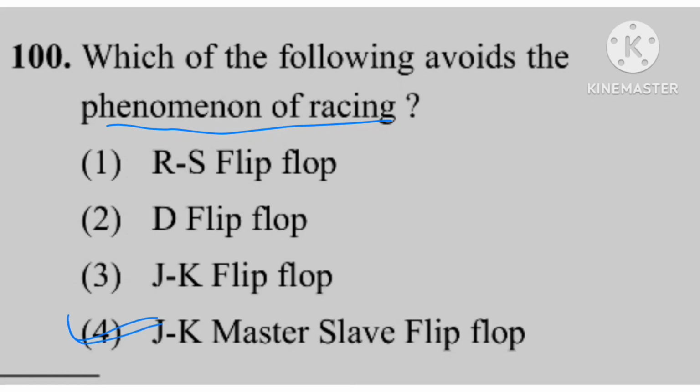JK master slave flip flop. Why does master slave JK avoid racing? It has two stages. The first stage, the master, reads the input. The second stage, the slave, changes the output. Because of this, the output can change only once per clock pulse. So there is no repeated toggling and no racing. So option 4 is the right answer.